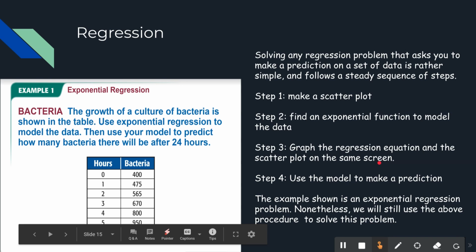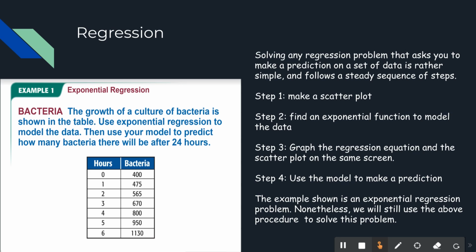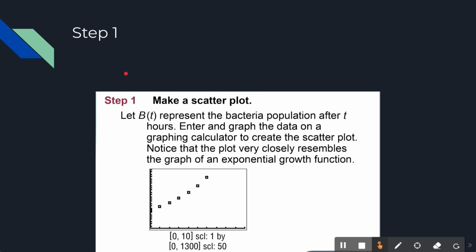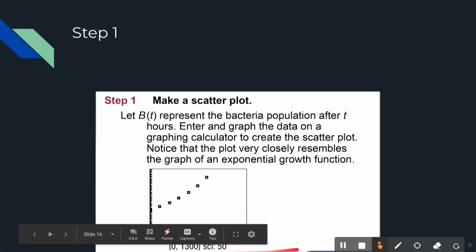So, this is the process that we use for all types of regression. So I highly encourage you to try to internalize all of this. All right, so first step one, make a scatter plot. So here's a screenshot of my calculator. So TI-84, but it does the job.